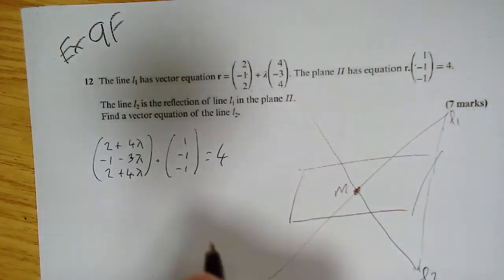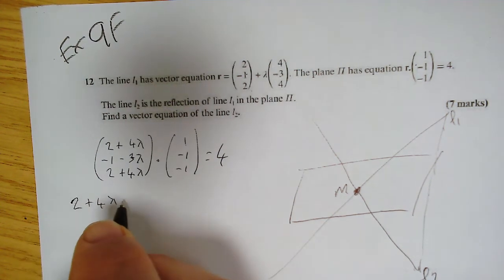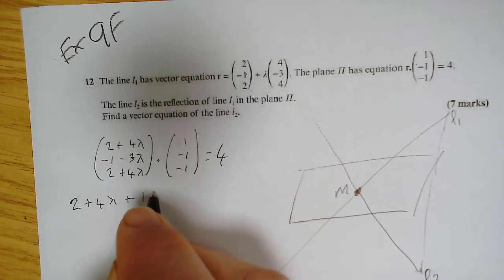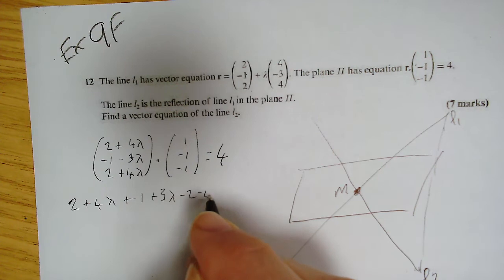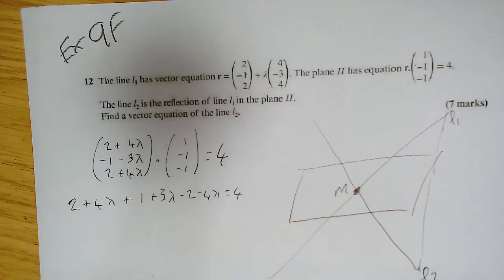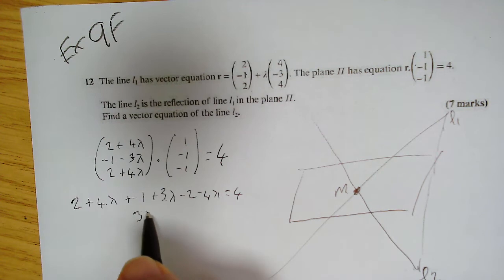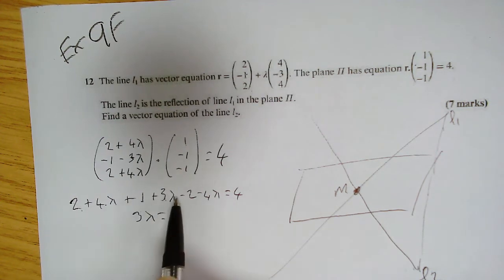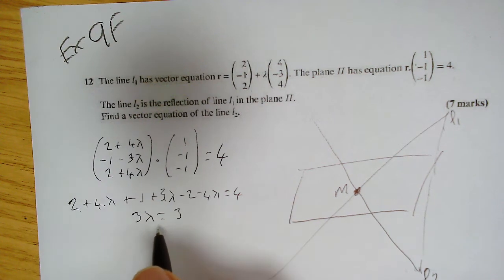So, well, I can just expand all of that. 2 plus 4 lambda, negative 1 times 1, 1 plus 3 lambda. Be careful with the negatives. Take away 2, take away 4 lambda equals 4. Lambda, 3 lambda, I think I've got 3 lambda there. 2, 3, 1 is 3. So I should get, I think, lambda equals 1.